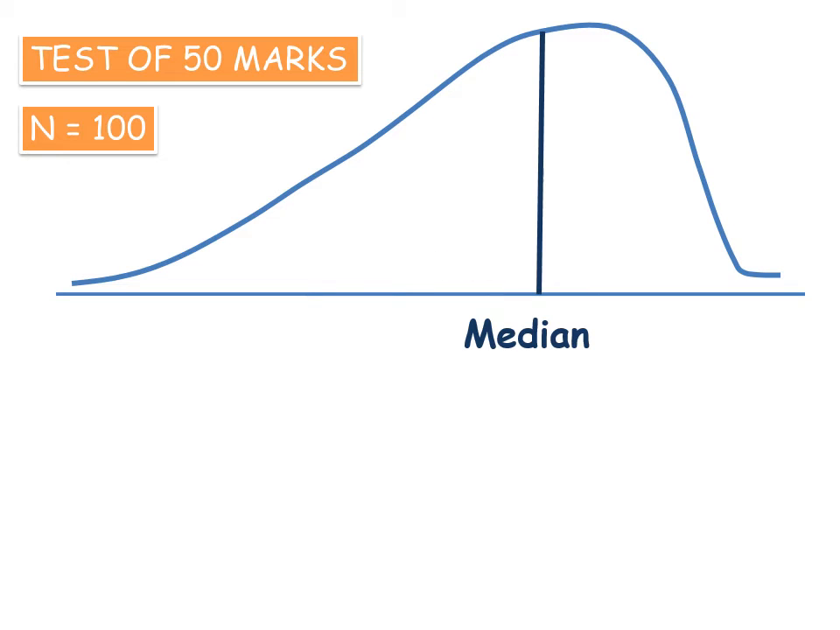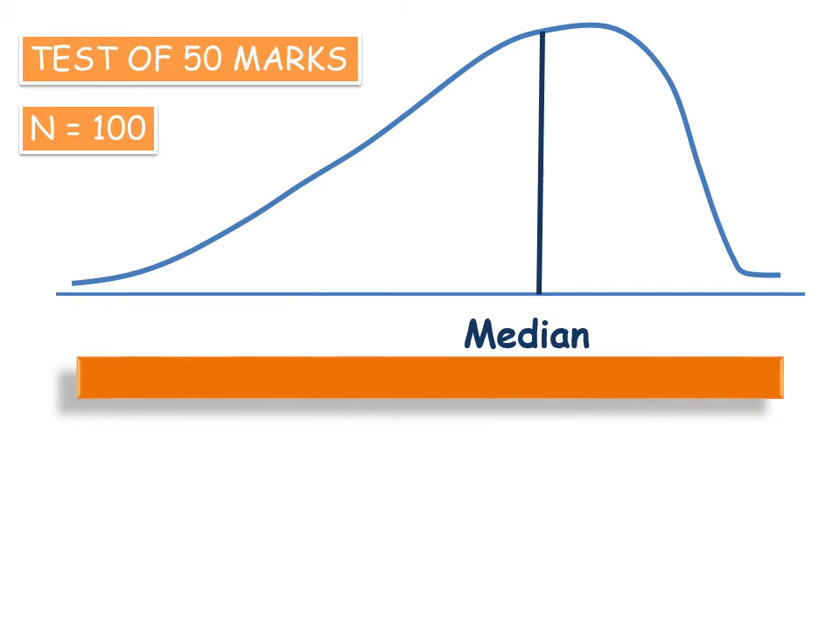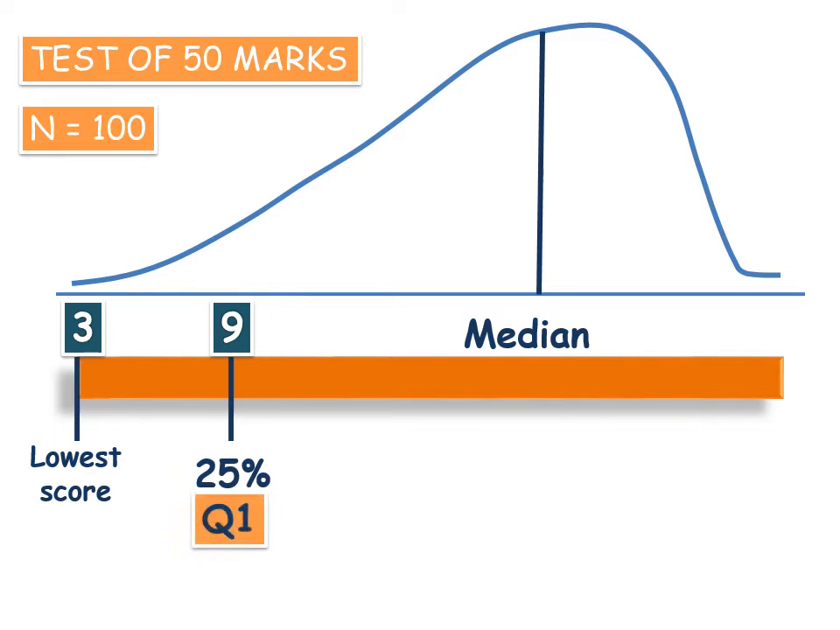Now let us take a look at quartile deviation as to what exactly this means. I'll just put a scale there at the bottom. Let's say this is the lowest score, that is 3 marks. The score of 9 is where you find that between a score of 3 and 9, 25% of the students fall over here. So out of n of 100, 25 students have scored between 3 and 9 marks. So the first 25%, that is known as the first quartile or Q1.